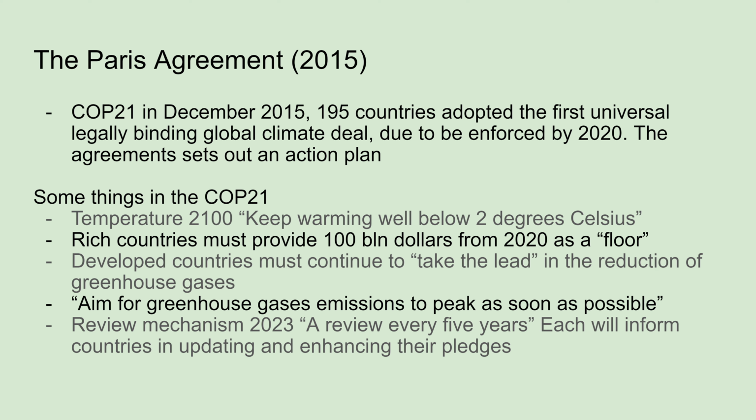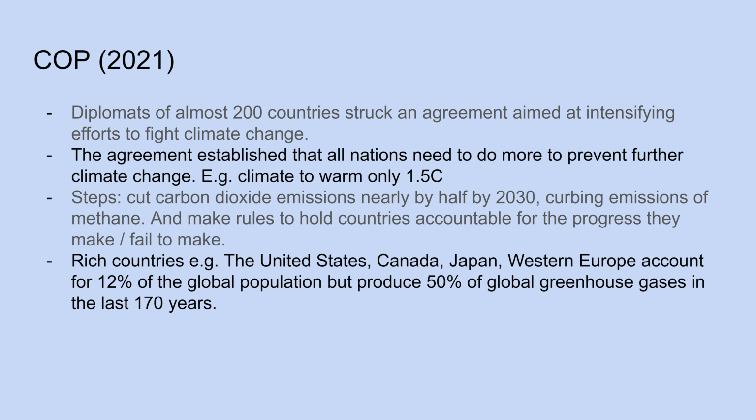In terms of COP 2021, there were diplomats of almost 200 countries which struck an agreement aimed at intensifying efforts to fight climate change. The agreement established that all nations need to do more to prevent further climate change, e.g. that the climate should only warm to 1.5 degrees Celsius. Some steps are to cut carbon dioxide emissions nearly by half by 2030, curbing emissions of methane, and make rules to hold countries accountable for the progress they make or fail to make.